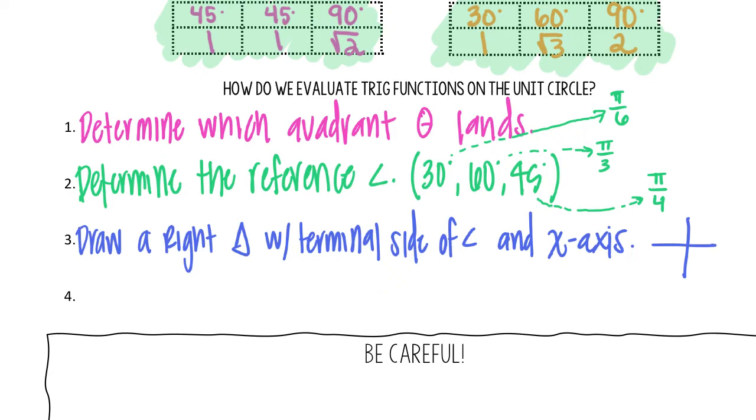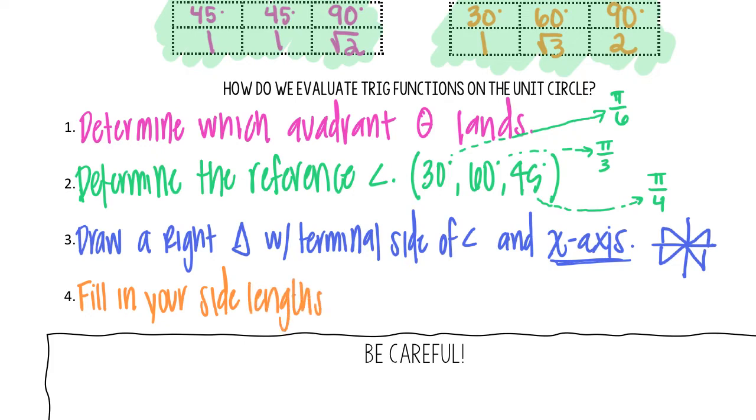So your triangle will either be in the first quadrant looking like that, second quadrant looking like this, third quadrant, or fourth quadrant. You never form it with the y-axis. It is always with the x-axis. Last thing you're going to do is you're going to fill in your side lengths of the appropriate special right triangle.